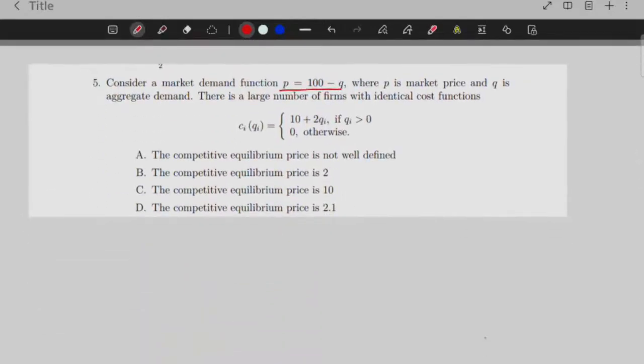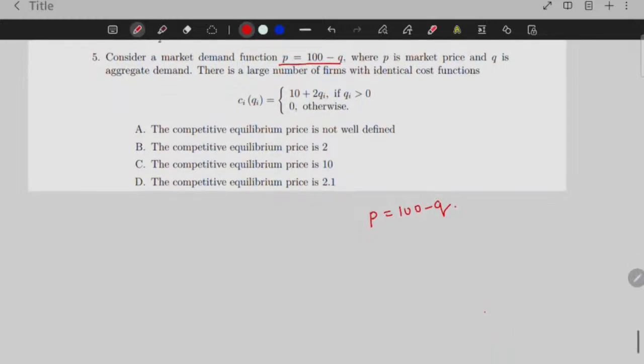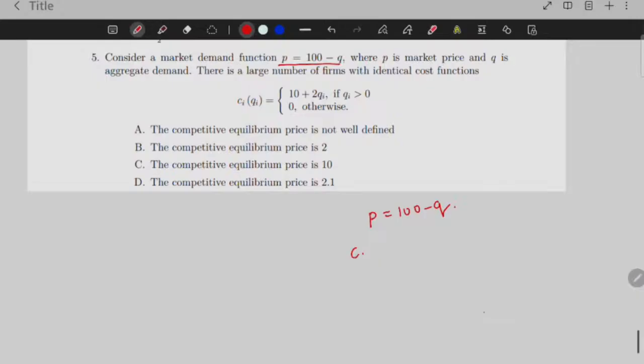Here is a question, in which I will read the question first. The question is, consider a market demand function P equals 100 minus Q, where P is market price and Q is aggregate demand. There is a large number of firms with identical cost functions. The cost function is C_i(Q_i) equals 10 plus 2Q_i, or else 0 if there is no quantity of production.